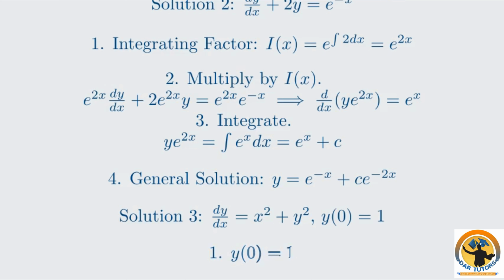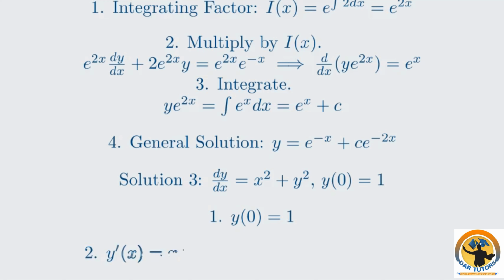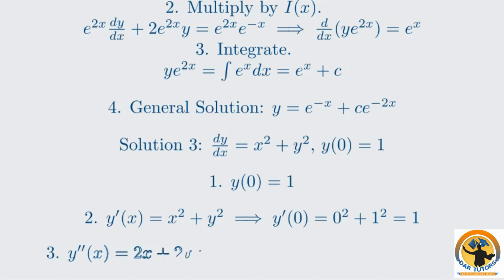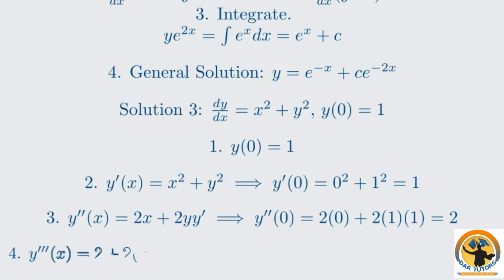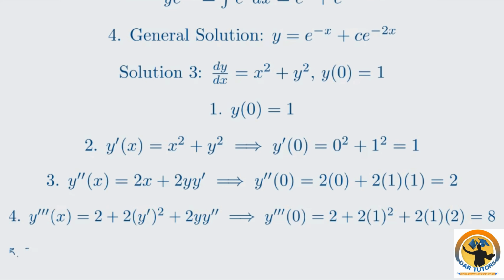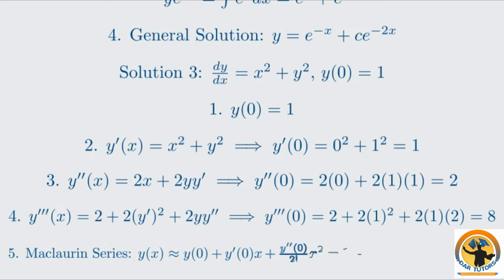For question 3, we find the Maclaurin series. We have y of 0 equals 1. y prime of 0 is 1. y double prime of 0 is 2. y triple prime of 0 is 6. The first 3 non-zero terms are 1, x, and x squared. This is the start of the series for e to the x.